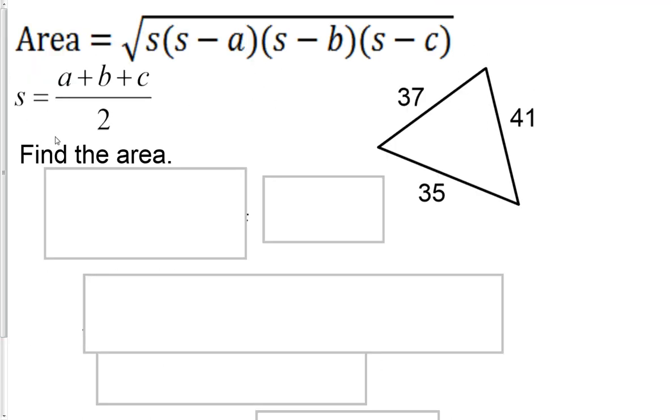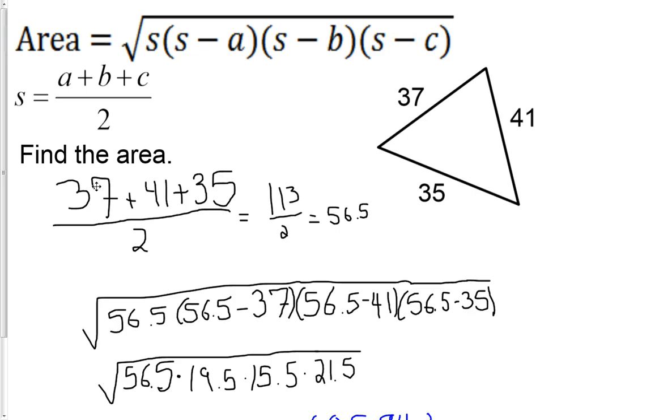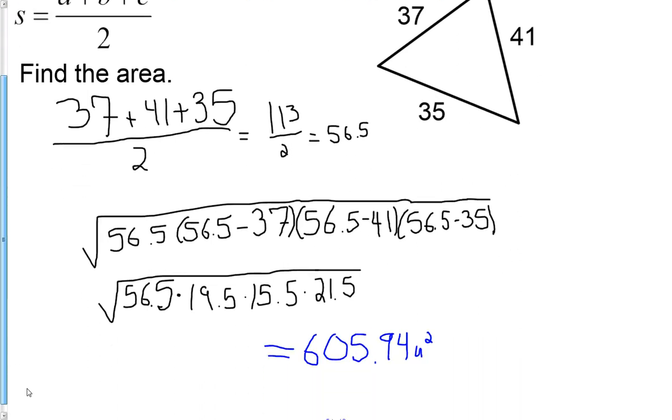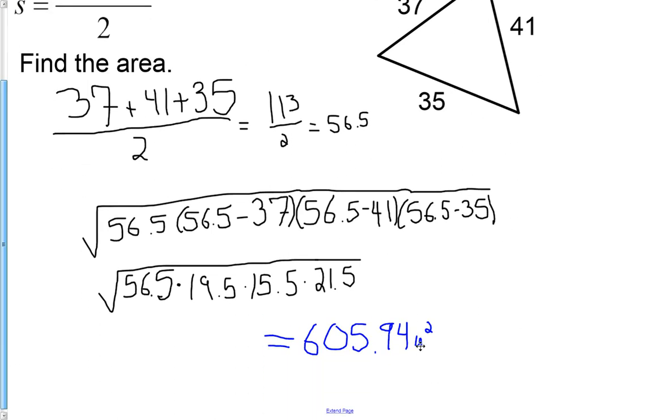Okay, one more semi-perimeter problem. Go ahead and try this on your own. Now, see if you match my answer. I got the semi-perimeter was not a nice number, 56.5. Doing it, 56.5 times 56.5 minus 37 times 56.5 minus 41, and so on. And then we get 56.5 times 19.5 times 15.5 times 21.5 for a grand answer of 605.94. And that wraps up the 11.1 lesson. I'll start the next video with the 11.2 lesson.